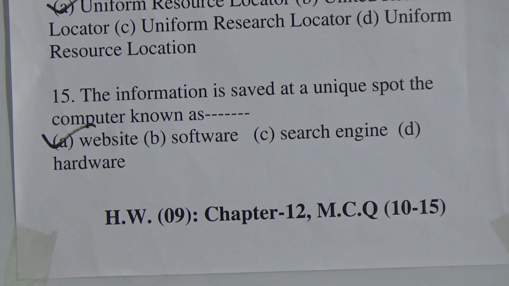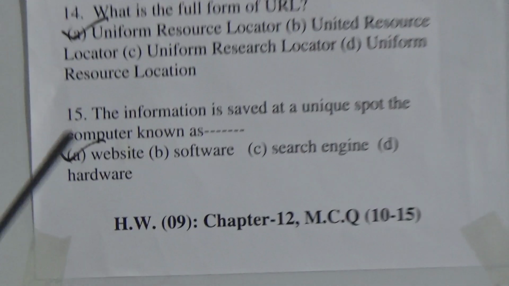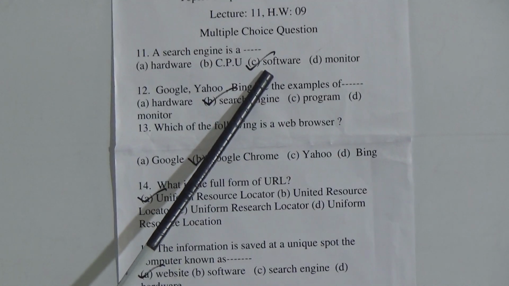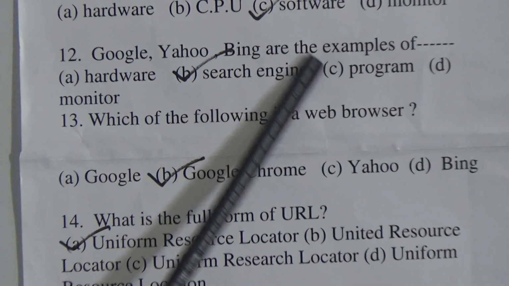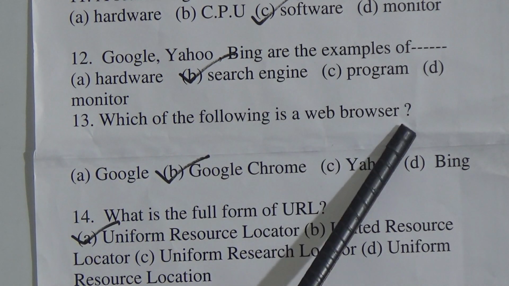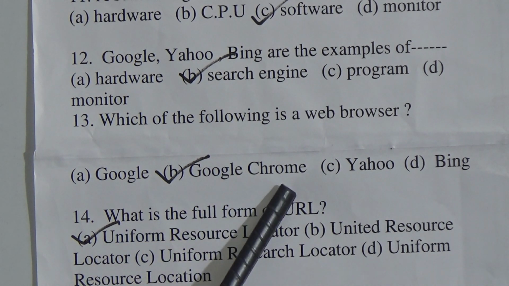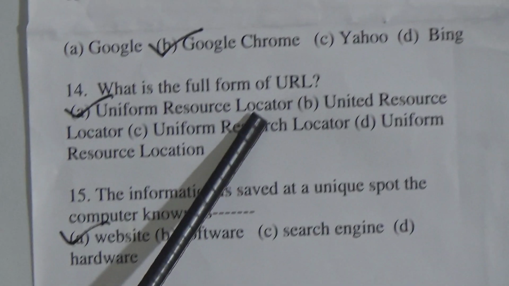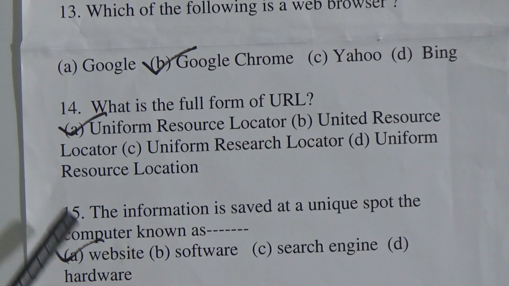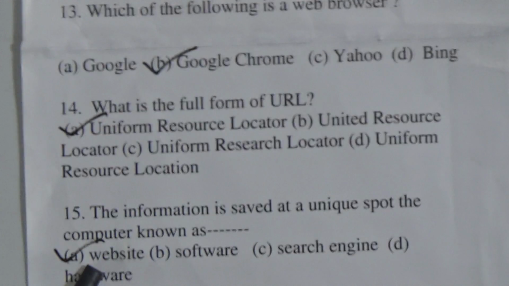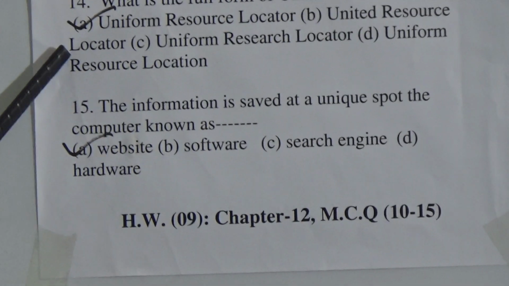So we have learned here 5 MCQs. I am telling you again so that these 5 MCQs become crystal clear to you. Number 11, a search engine is an application software. Number 12, Google, Yahoo, Bing are the examples of search engine. Number 13, which of the following is a web browser? B, Google Chrome. Number 14, what is the full form of URL? It is Uniform Resource Locator and it has a unique address. Number 15, the information is saved at a unique spot, the computer known as website. These are the 5 MCQs we have already learned properly.